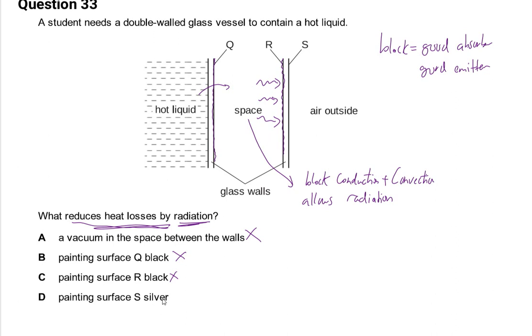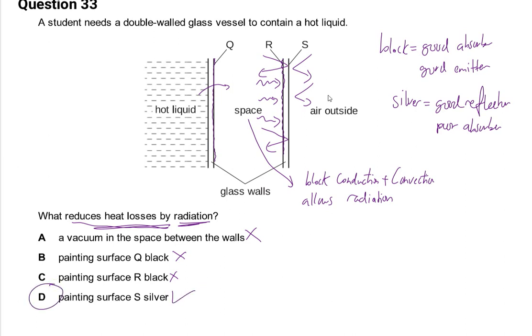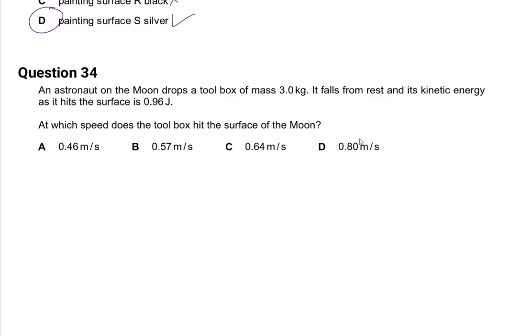Now this is the heat lost by, and this is silver. Now silver reflects the heat. If the heat gets to silver, it's going to reflect it. So silver or shiny surfaces are good reflectors of heat and poor absorbers. So it makes sense for the answer to be D. Again, if you got this incorrect, make sure that you do fix your work here. All right, so this should be the last question.